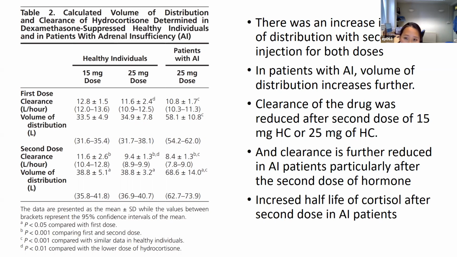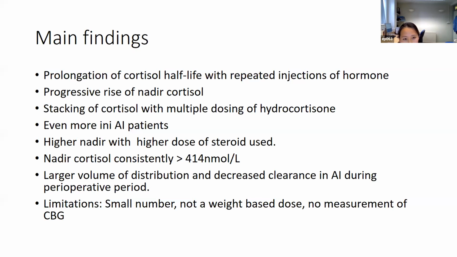And it seems like patients with adrenal insufficiency exhibit an increase in volume of distribution, and the clearance of the drugs was actually much reduced after the second dose of 50 milligram hydrocortisone and 25 milligram hydrocortisone. And this clearance is even much more reduced in adrenal insufficiency patients, which all points to one thing: in this group of patients who have adrenal insufficiency, there's increased half-life of cortisol after the second dose, which largely could be attributed to the increased volume of distribution. That's the gist of the study.